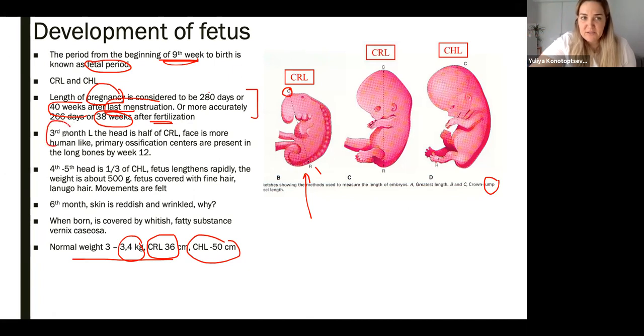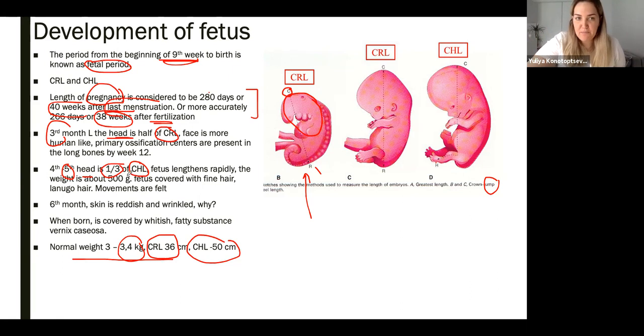3rd month of pregnancy, length of the head is half of the crown rump length. Can you imagine when you're a 3 months old embryo, your head is until here, exactly half is the head. I'm sitting right now, half of it is the head. Head is very important. But by the 5th month, head is 1/3 of the crown heel length. Did it shrink? No, your body grew. Your body caught up with the head. Okay, so now you have your normal things.